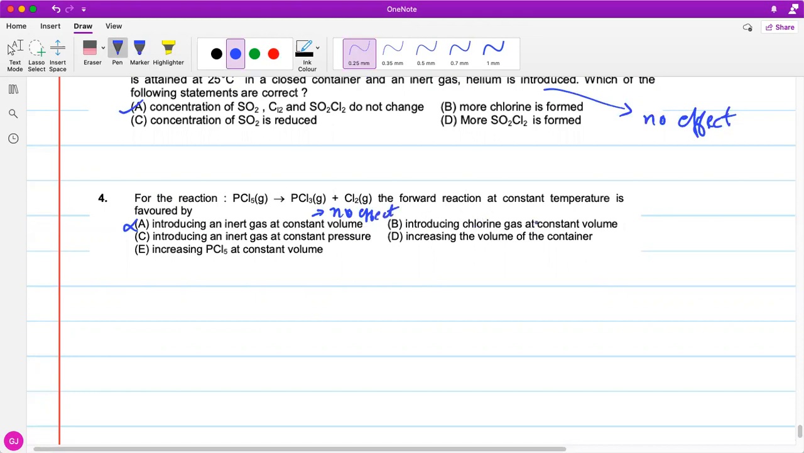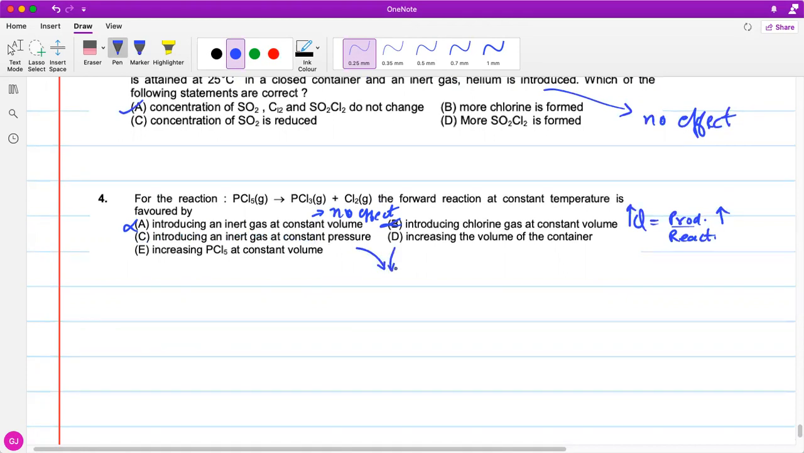Introducing chlorine gas at constant volume, well, again, you have to think in terms of Q. Q is products upon reactants, of course, raised to the power of their coefficients. You are introducing chlorine gas. Chlorine is a product, so you are increasing the product, which will increase the value of Q, and it is going to shift the reaction in the backward direction. So B option is also not the answer. We are looking for something that shifts the equilibrium in the forward direction. Okay, let's look at C option and D option.